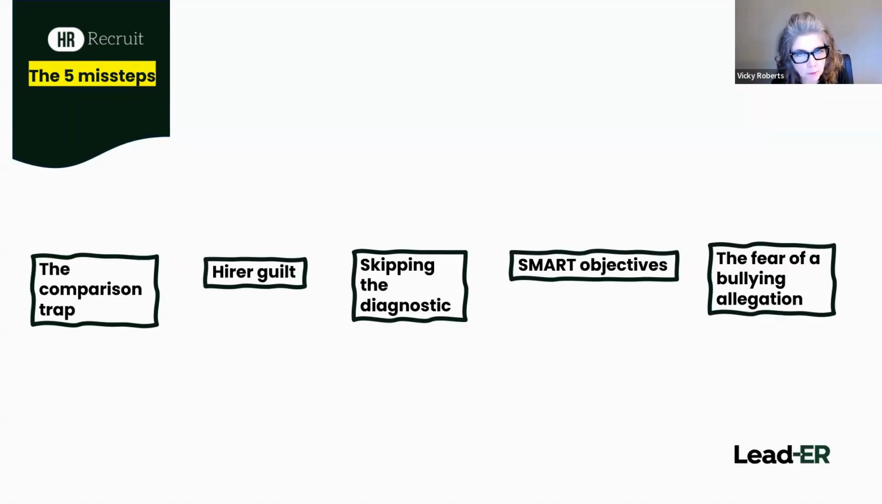This is the controversial one, my fourth one, the SMART objectives. I'm not saying I don't like SMART, but I think how they're used, particularly early on, can create some challenges. So I've got a technique to look at how we can make SMART even more effective for us, particularly in a probationary period situation. And last but by no means least, the fear of a bullying allegation.